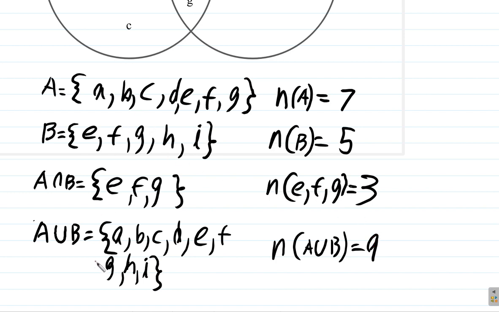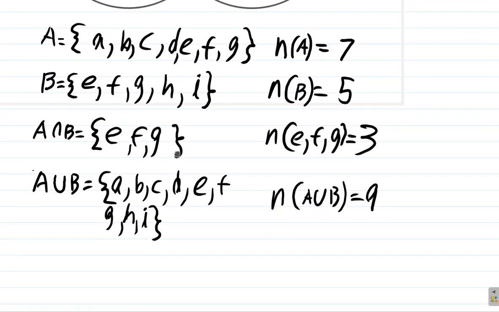But guess what? When we were listing them, we had E repeated, we had F repeated, and we had G repeated. Alright? So we repeated those elements, E, F, and G. So we double counted E, F, and G. So we need to remove E, F, and G.